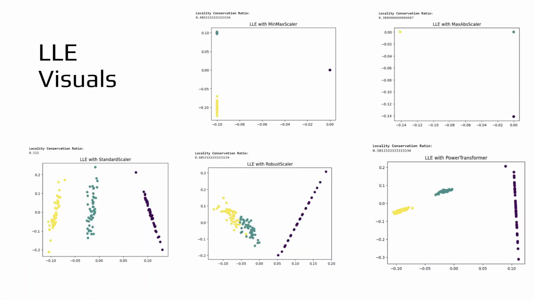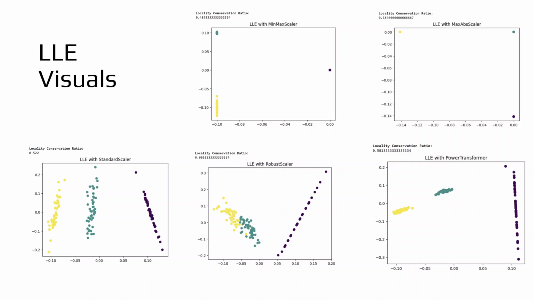LLE actually yielded some pretty interesting results. The min-max scaler and the max abs scaler kind of crashed on this embedding model because LLE is made for data that is not structured as clusters, more as a continuous manifold. So the max abs and min-max scalers did not perform well, obviously.